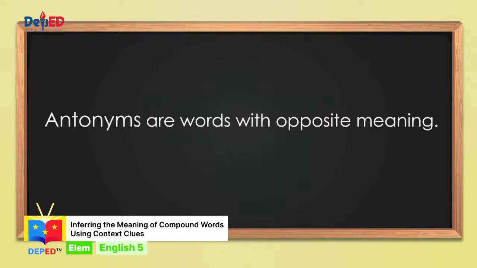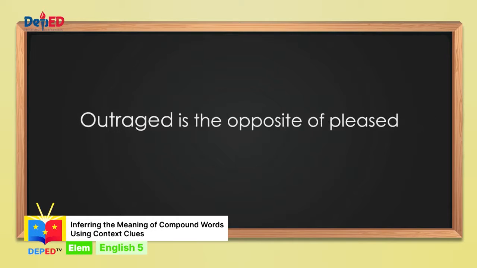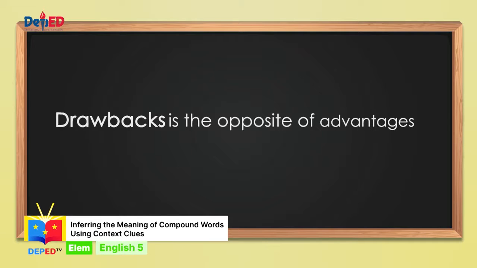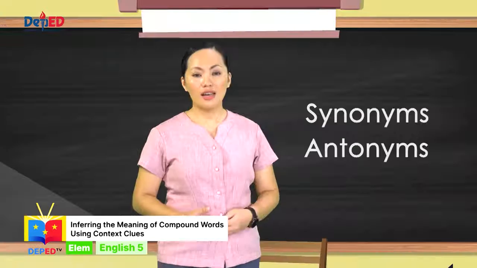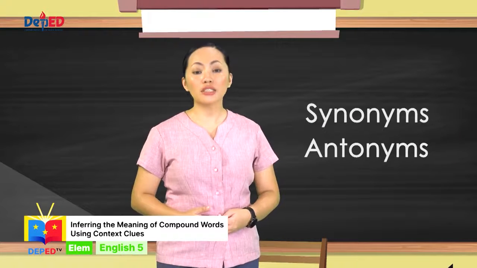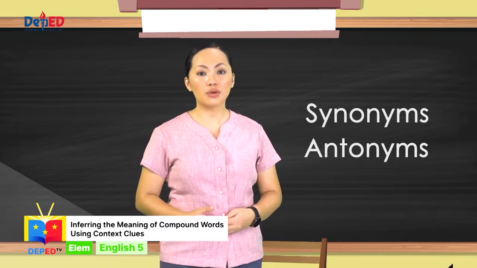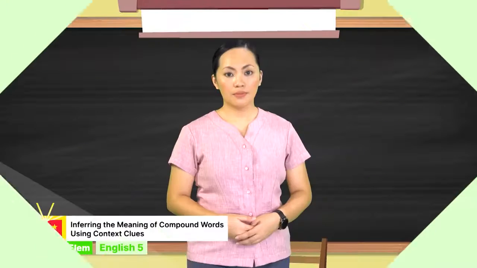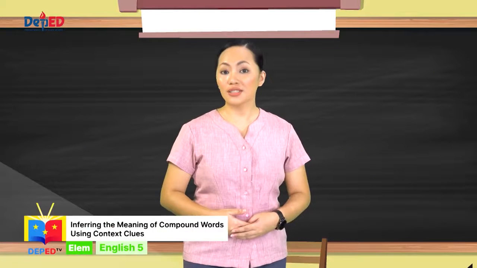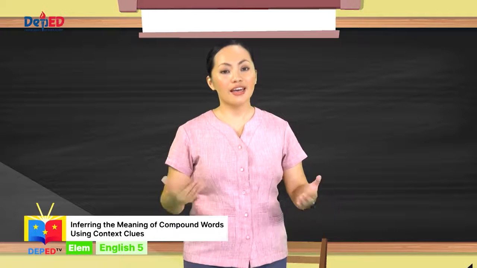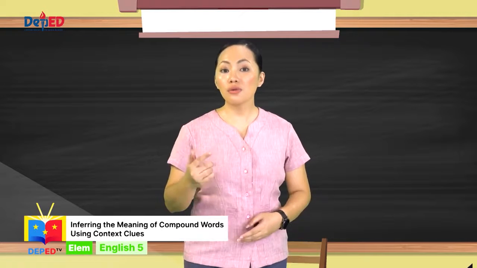When we say antonyms, these are words with opposite meaning. If the word outraged is synonymous with the word angered, its antonym will be the word pleased. And if the meaning of the word drawbacks is problems, its antonym will be the word advantages. Synonyms and antonyms are used as context clues to infer or guess the meaning of unfamiliar words in a given text.